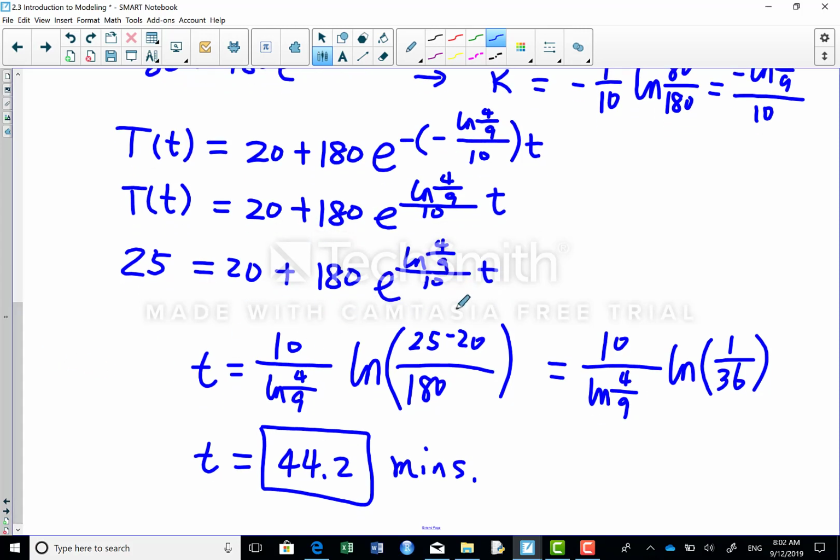So now we have a very straightforward algebraic equation for little t. We need to leave t by itself. So we subtract 20 on both sides, then divide by 180, then take the ln to eliminate the exponential e. And then in the end, we have to divide by the coefficient of t, which, because it's a fraction, means multiplying by the reciprocal, 10 over ln(4/9). And you can punch that into a calculator. The answer is t equals 44.2 minutes.